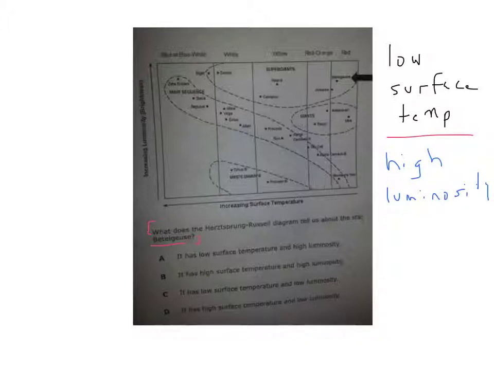And now we just need to match up what we found to one of the choices. And it looks like choice A has low surface temperature and high luminosity. So that looks good. Let's just make sure we're not making any mistakes. B has high surface temperature. No, that is incorrect, that part. And then C, it has low surface temperature. That is correct, but low luminosity is not. And D has high surface temperature, again, that's a problem. So our answer is choice A.